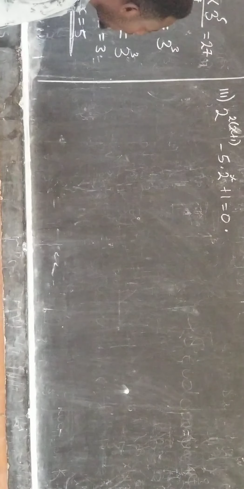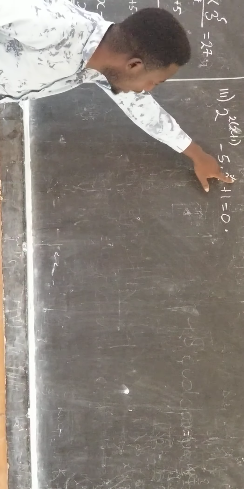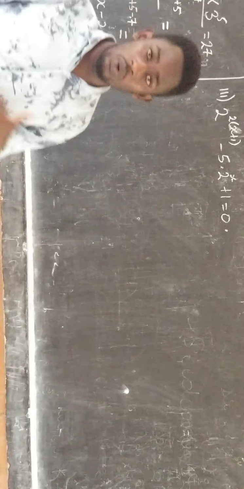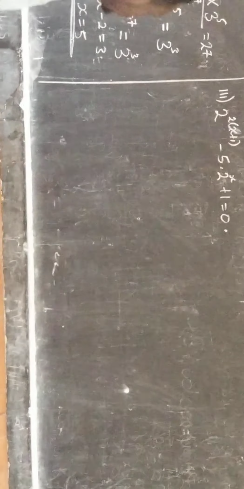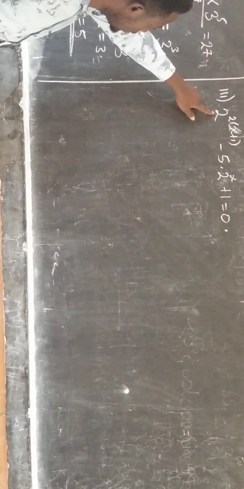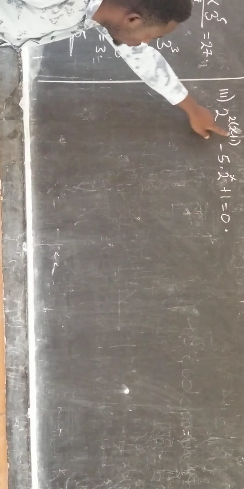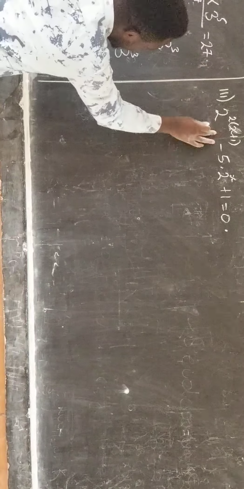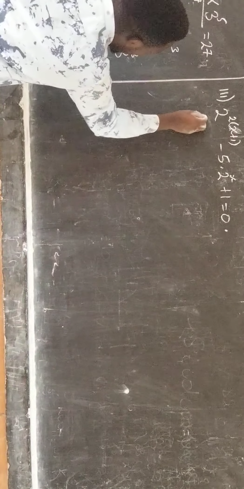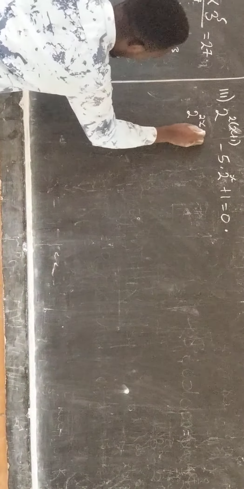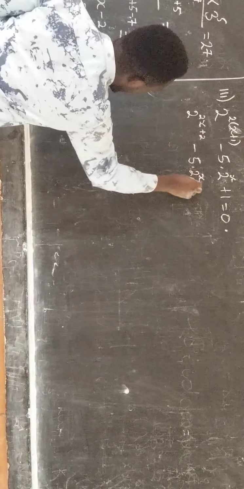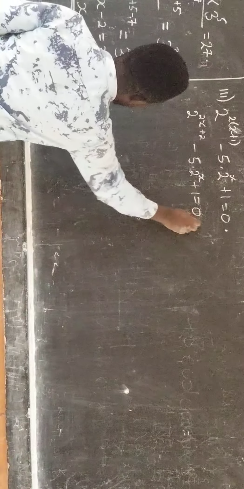In that case, I need to make 2 power x become the variable of the equation. So I need to find a way of coming up with 2 power x here. When you look at this, if I expand only this, it will be 2 power 2x plus 2, then minus 5 into 2 power x, then plus 1 is equal to 0.